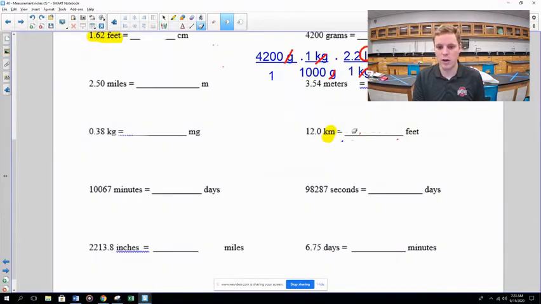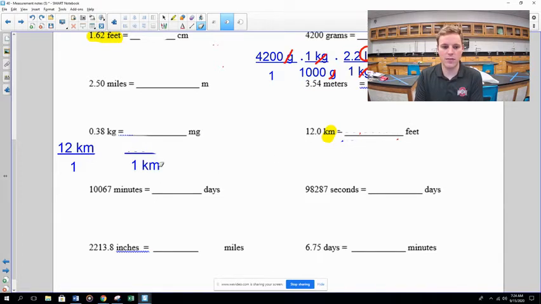Okay, so I'm starting with 12 kilometers. I want to go to feet. So I'm going to start by writing my initial value over 1. So 12 kilometers over 1. I know that I want kilometers on the bottom of my next measurement. Okay, so I got kilometers on the bottom of my next one.